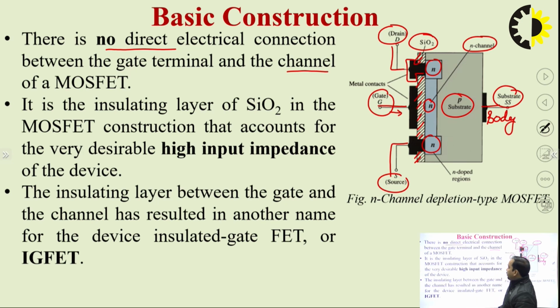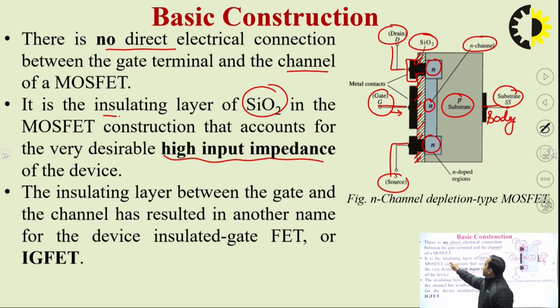Due to this SiO2 layer, the input impedance of this particular device is very high. If we remember, for good amplification the input impedance of the amplifier should be very high, whereas the output impedance of the amplifier must be as low as possible. Due to the fact that the gate is insulated, this is also known as IGFET, the insulated gate field effect transistor.